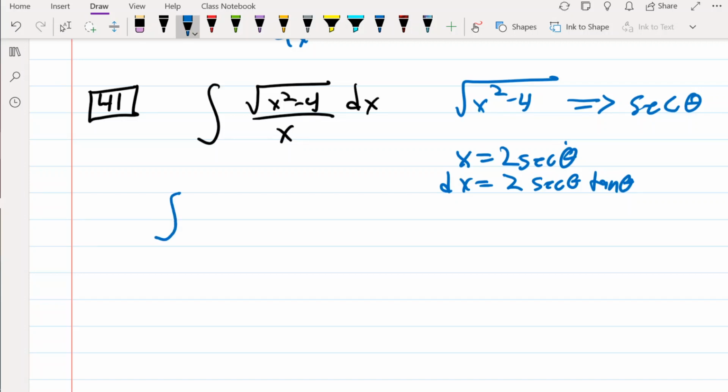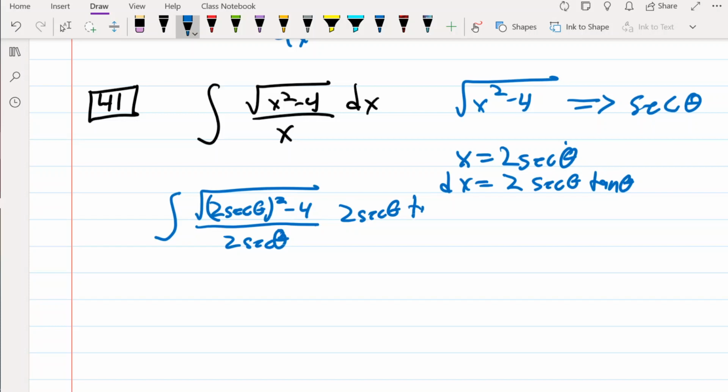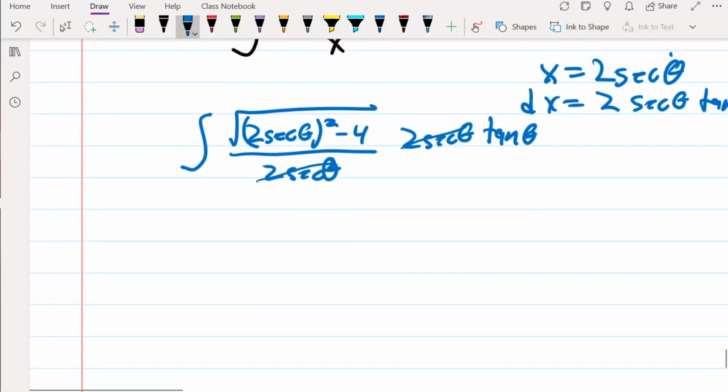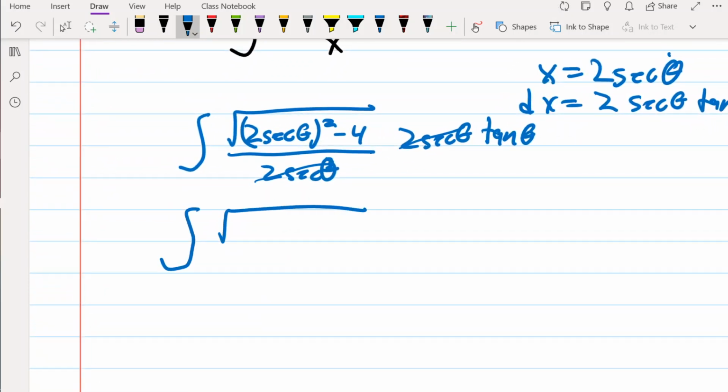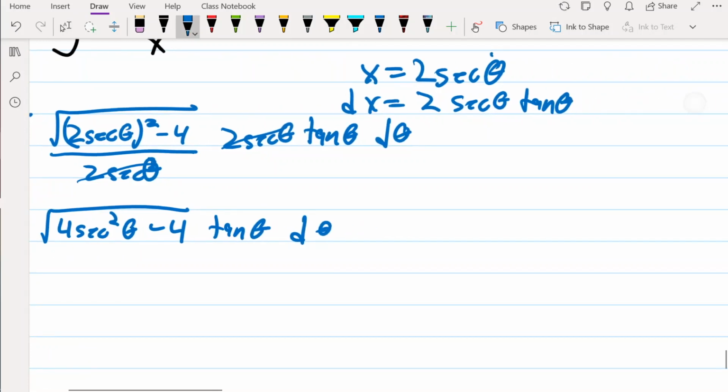So we're going to substitute in our new values for x. So it is going to be the square root of 2 secant theta, all this squared, minus 4 over a single x, so that'll be 2 secant theta. And our dx is going to be equal to 2 secant theta d theta. Oh, no, tangent theta. All right, so from here we can actually cancel out our 2 secant thetas. So now we're going to have the square root of 4 secant squared theta minus 4 times tangent theta d theta. And I need to write d theta right there.